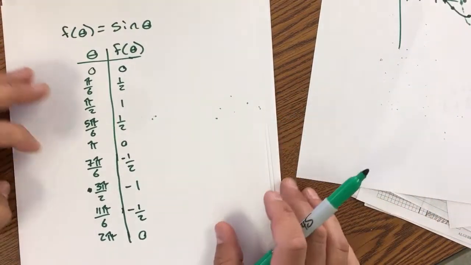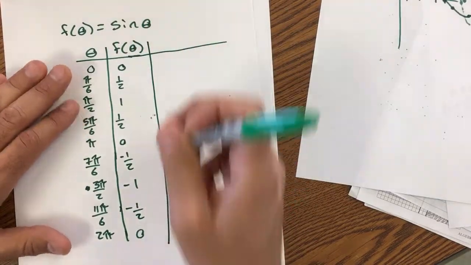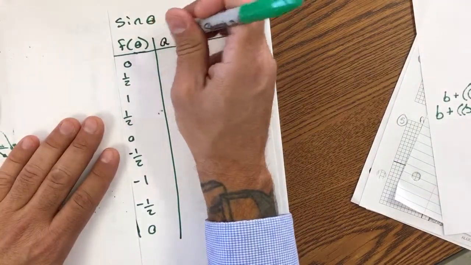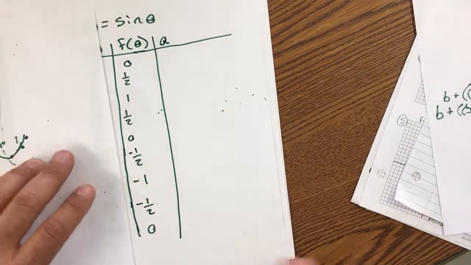So now what's going to happen here is on our table, we're going to multiply all of these output numbers by A. And that's our vertical stretch. So let me give you an example problem.